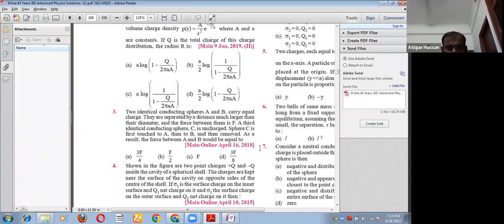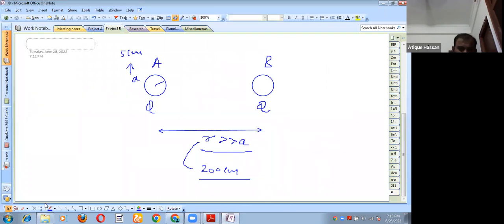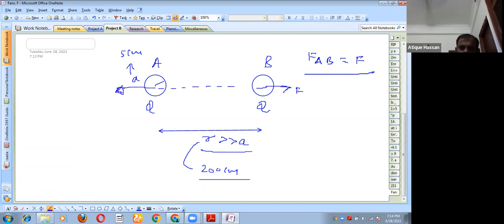Now say the force between them is F. So in this situation, the force between A and B is given as F. Obviously these are having charges, so there must be electrostatic repulsion between them. It will repel it, and this will also repel it. So the force is given as F.